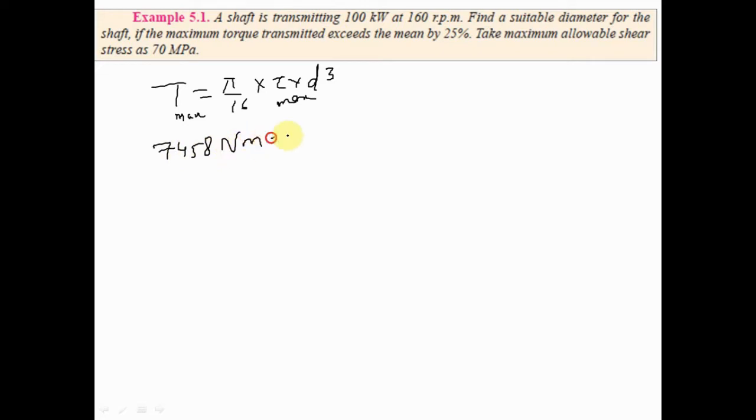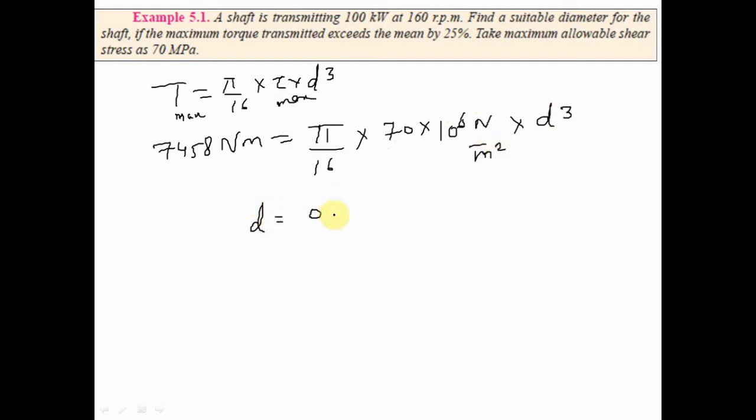It is equal to pi by 16 times tau max, that is 70 megapascal. So 70 you can write as 70 into 10 power 6, it will become pascals, Newton per meter square, then d cube. So from here if you solve, you will get the d value in meters. So you have to be very careful about units. So d value you will get 0.0815 meters, that you can also write as 81.5 millimeters. This is the answer.